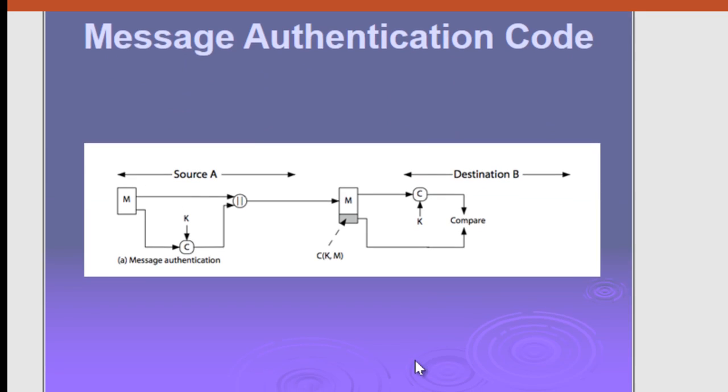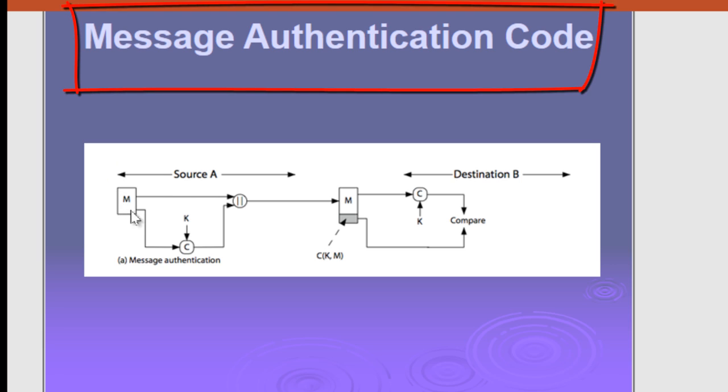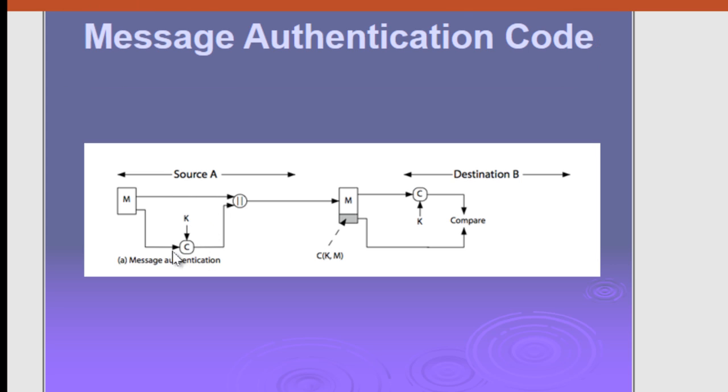Now let us see the diagram of the MAC. This is the source and this is the destination. For the plain text, the MAC is calculated using the key K. Here a checksum is calculated, and this checksum is appended to your original message and sent to the receiver. So the receiver gets the original message and also the calculated checksum. This checksum is a MAC.